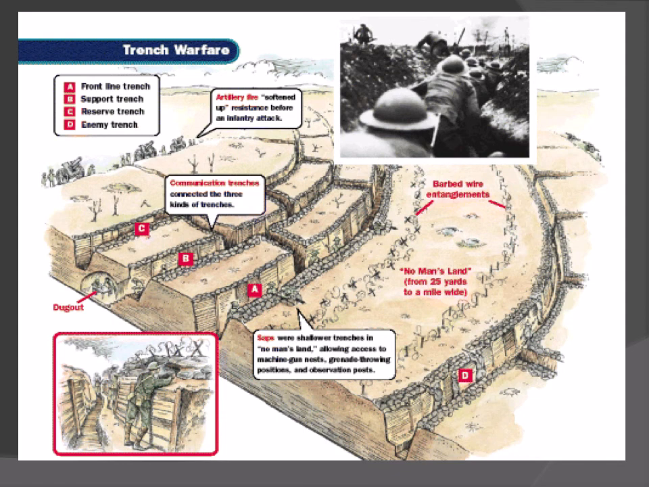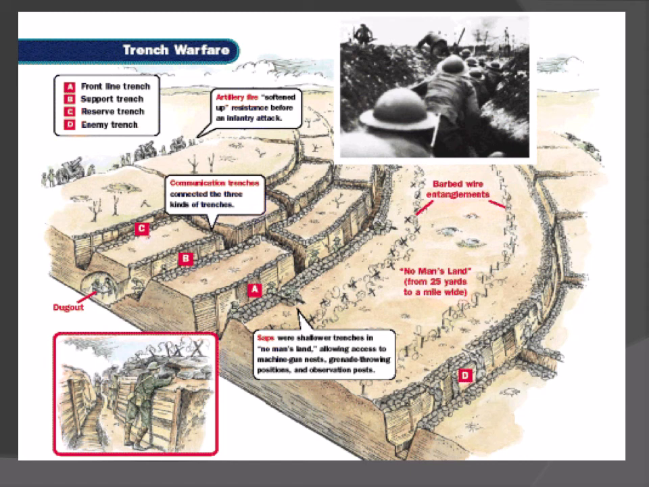So this is what trench warfare looks like. If you look at A, that's considered your frontline trench. And then B is your support trench and your reserve trench. All these trenches are connected, but you've got your frontline trench facing the other side. There's barbed wire and no man's land, about 25 yards to a mile wide. And then the other side is your enemy trench, and they have similar trenches set up.